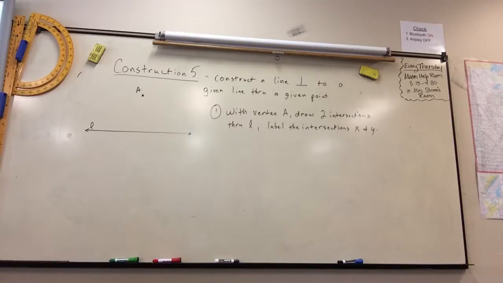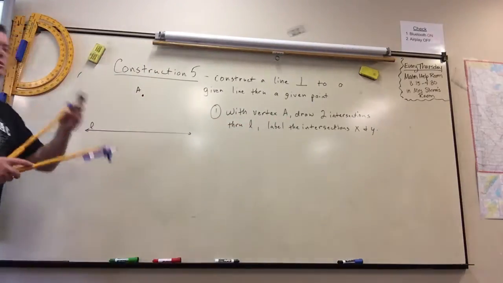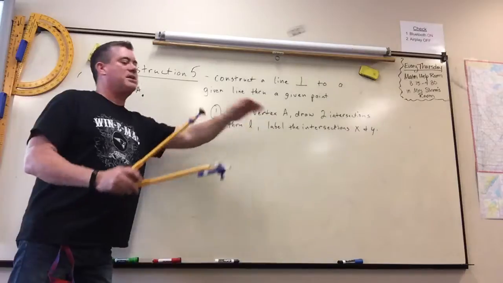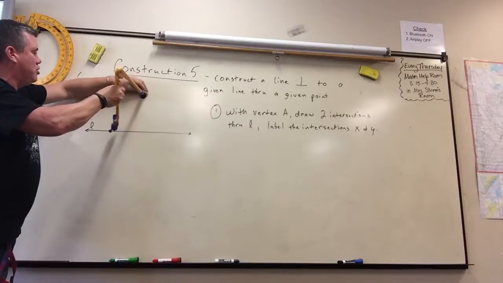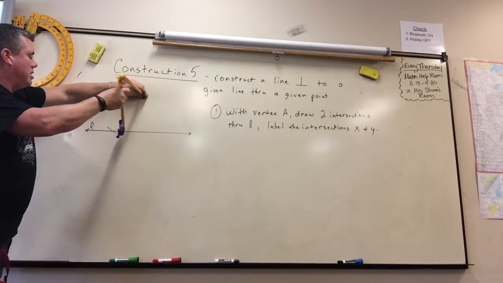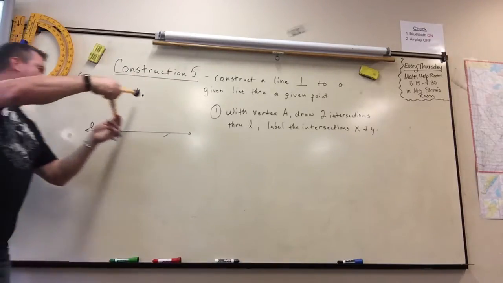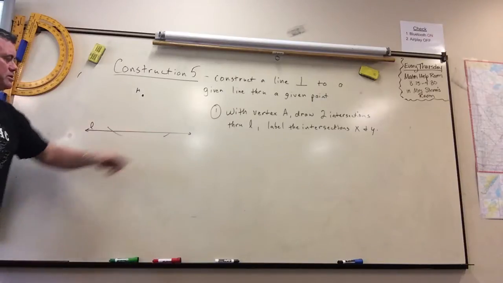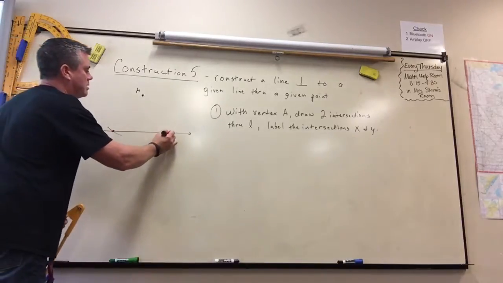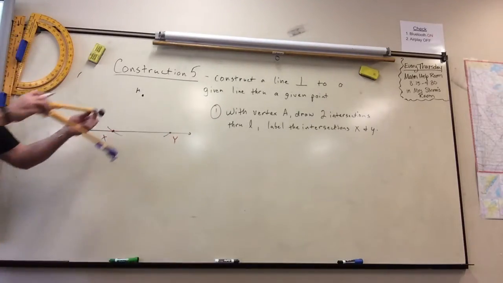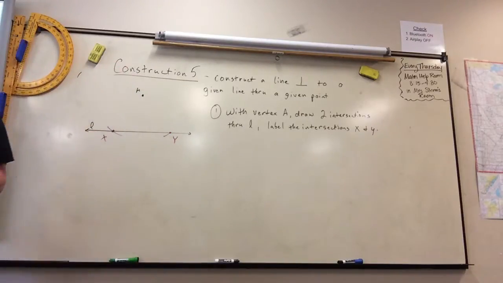Okay, so what this means when it says with vertex A, draw two intersections throughout. Remember, vertex A means you put the pointy part on A. You gotta open it up far enough so you can cross L twice. So there I crossed it once, keep it the same, go over there. You could make just one long loop if you want, but all we need is the two intersections. So label those X and Y. So the distance from A to Y and A to X should be the same.